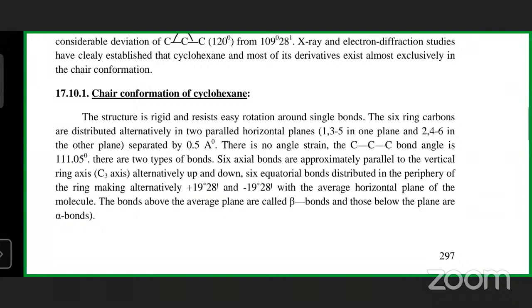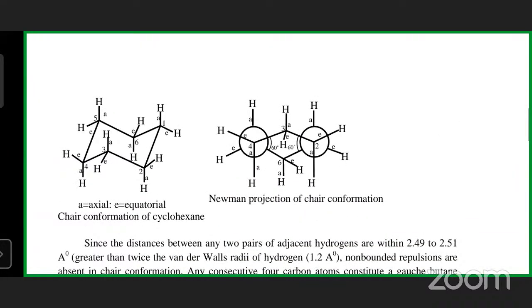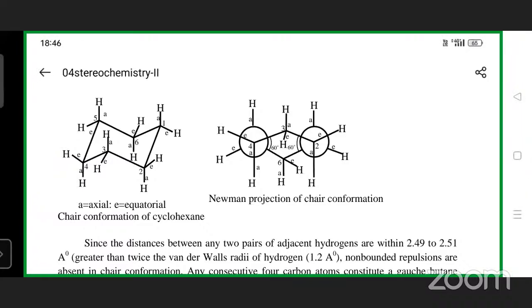If they are oriented in the opposite direction, there is no steric repulsion here, and the angle strain is also minimized, right? That's why it is the most stable conformation. And in cyclohexane, you know that there are two kinds of bonds, the axial bonds and the equatorial bonds.